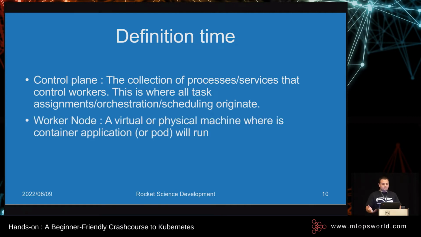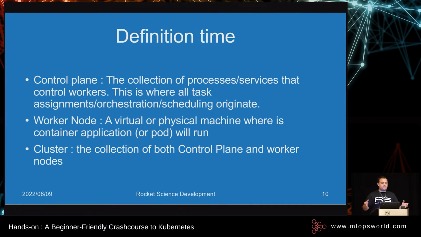And then you'll have the worker nodes, which are either virtual or physical machines on which all these workloads will be scheduled to run. So your pod will run on a node, and it will be scheduled by the control plane. And then a cluster is the collection of both control plane and worker nodes.